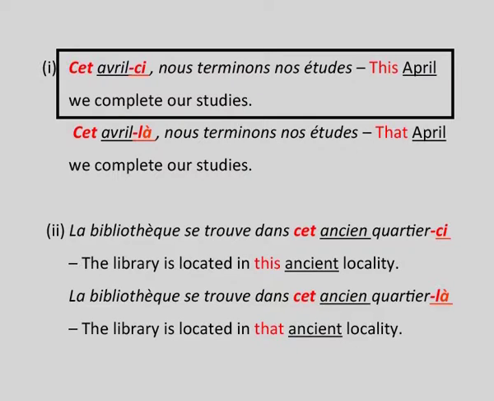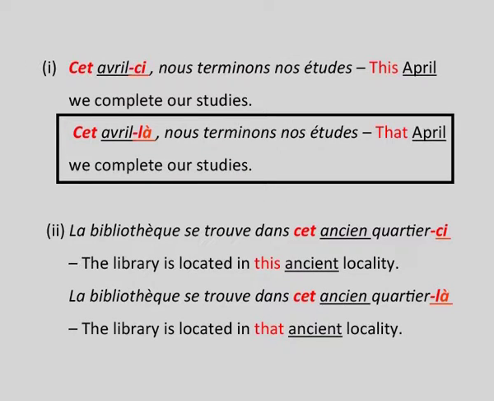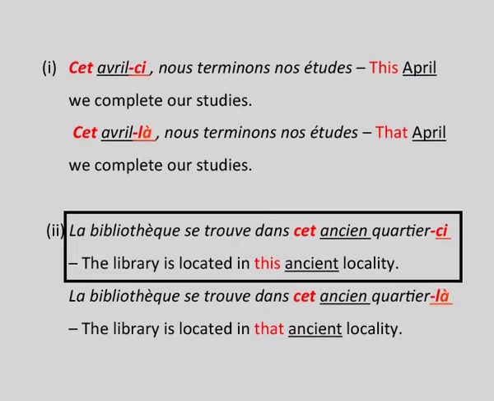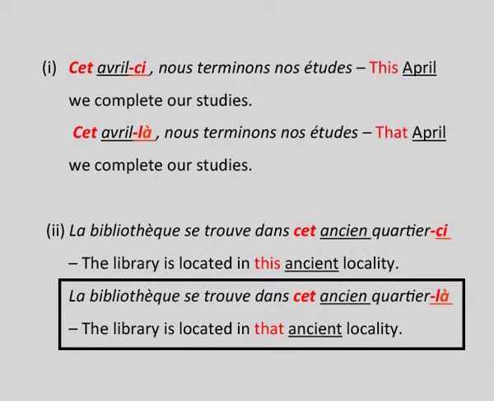Let me insert the suffixes to this demonstrative adjective and specify the proximity and distance. Cet avril-ci, nous terminons nos études. This April, we complete our studies. Cet avril-là, nous terminons nos études. That April, we complete our studies. La bibliothèque se trouve dans cet ancien quartier-ci. The library is located in this ancient locality. La bibliothèque se trouve dans cet ancien quartier-là. The library is located in that ancient locality.